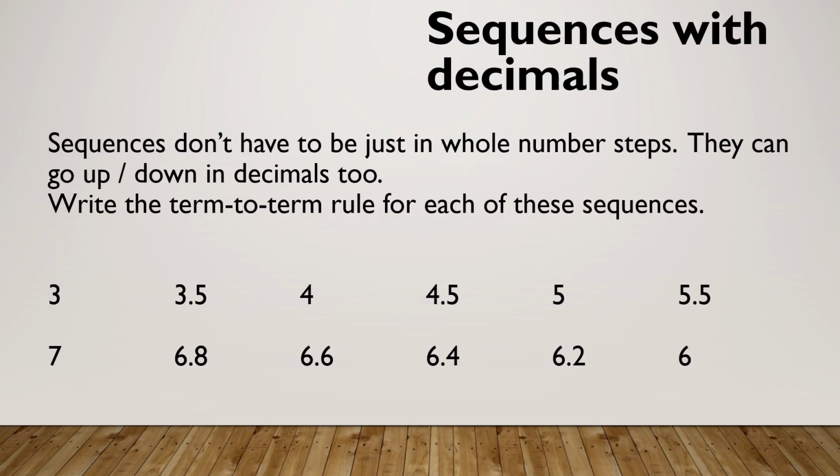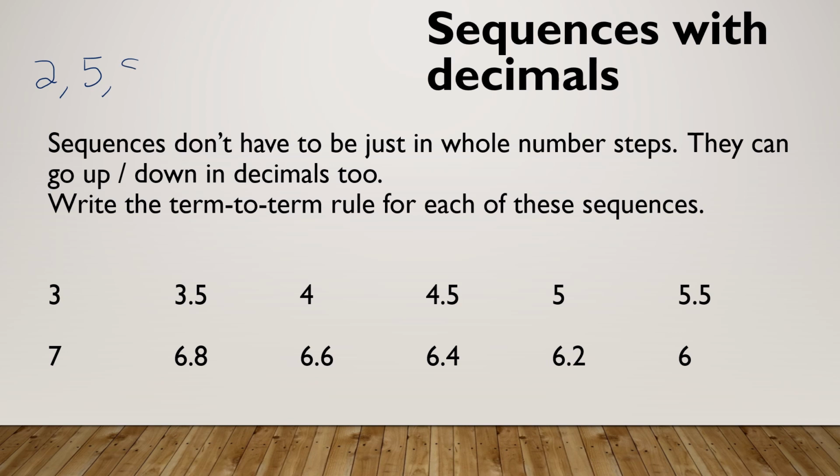So we've looked at sequences with whole numbers before. Now they don't just go up in whole numbers, they can go up and down in decimals too. Now in my previous sequences video, we looked at some terminology. We talked about how the numbers in a sequence are called terms, and how I get from one number to the other is the term-to-term rule. Again, this terminology isn't needed for entry level, but we're going to start using the correct terminology as soon as possible.